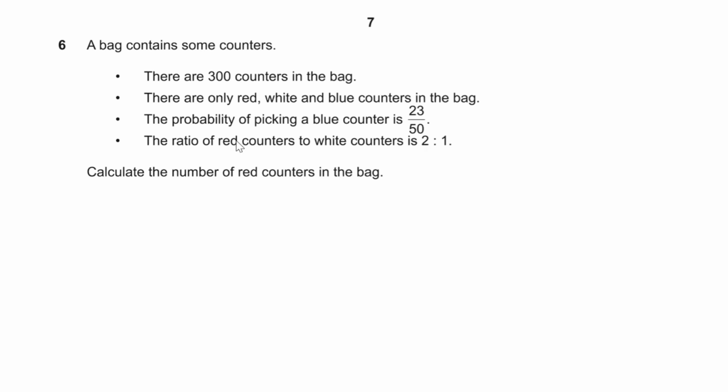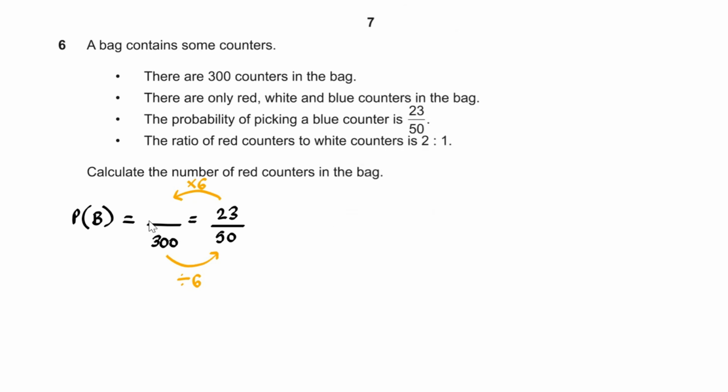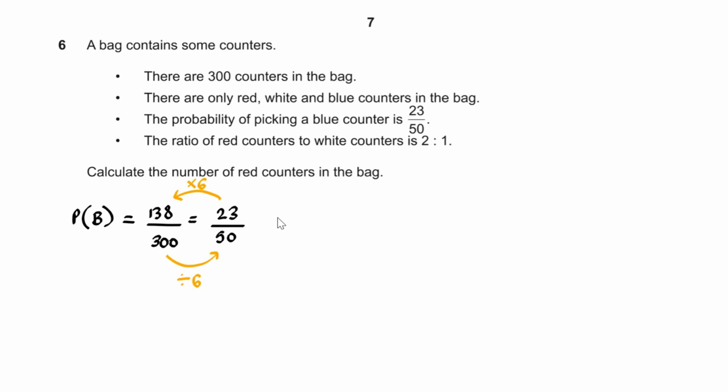So the way to approach this is, well, the probability of picking a blue, we were told this is 23 over 50. And if we know that there are 300 counters in the bag to begin with, we can use this to determine the number of blue counters we have. Of course, to go from 300 to 50, we would have to divide by 6, and therefore, if we multiply by 6 here, then 23 times 6, that's 138. So therefore, the probability of picking a blue is 138 out of 300, and of course 138 out of 300 simplifies to 23 over 50. So therefore, there's 138 blue counters.